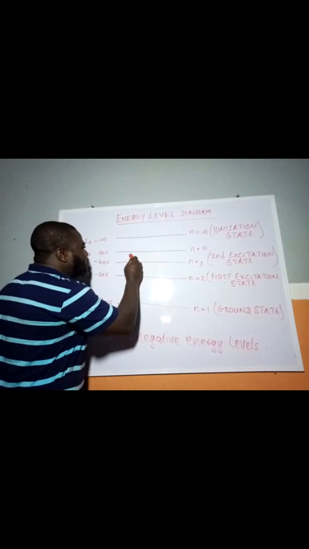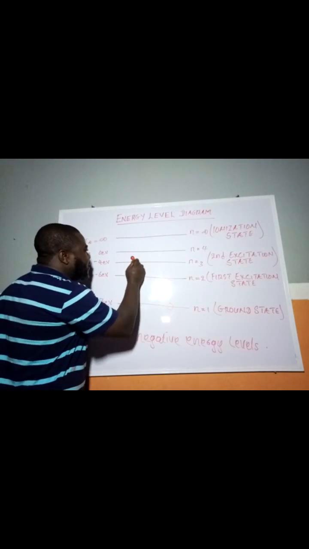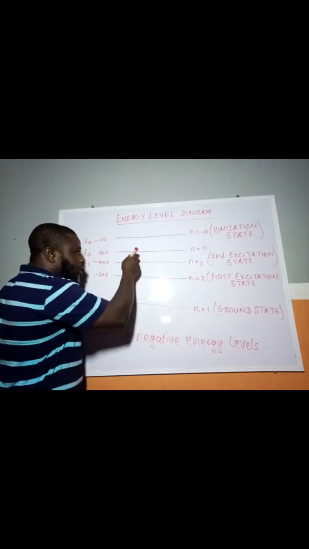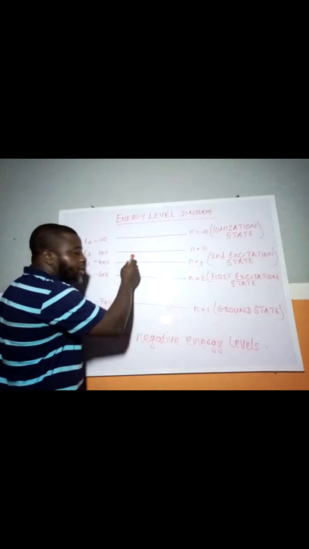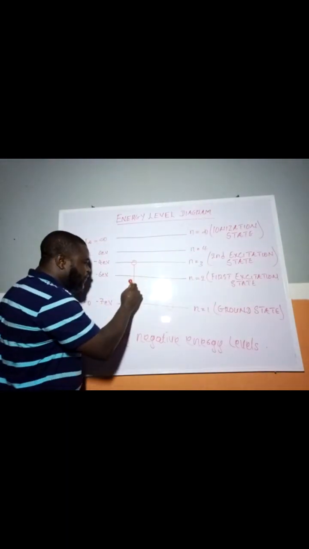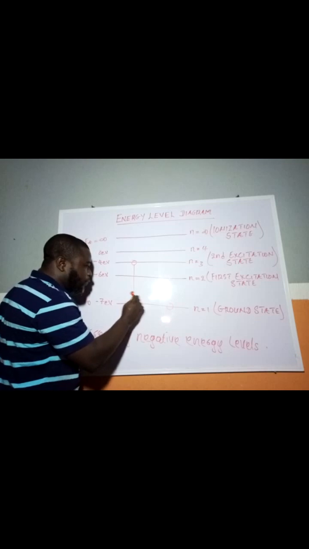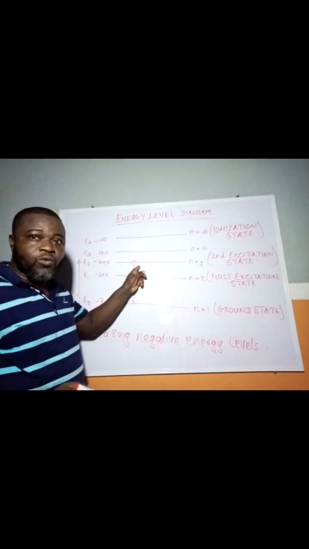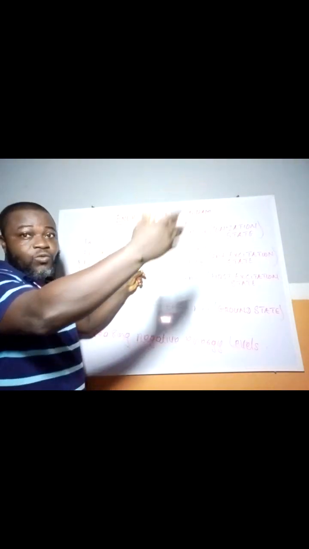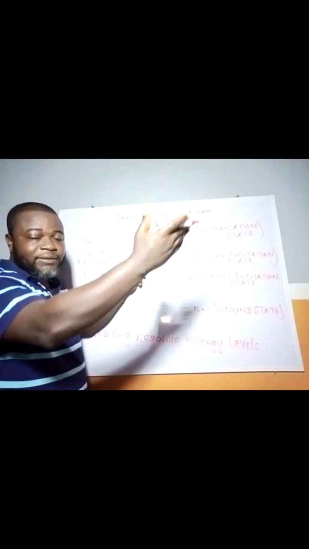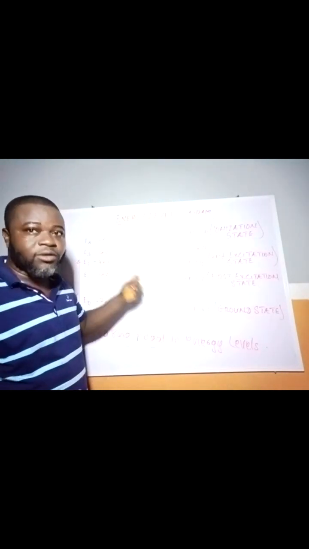At the same time, the electron can be here. Then the electron is already in quantum number 3, and when the electron moves back to this place, what will happen? This electron will lose energy. We emit energy. And that's what we call emission spectrum.